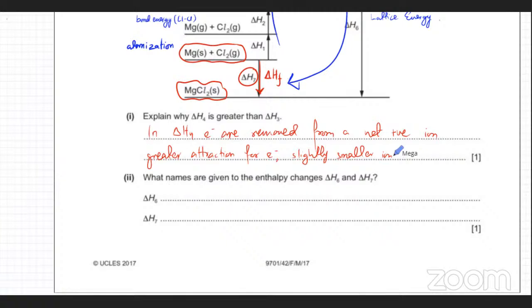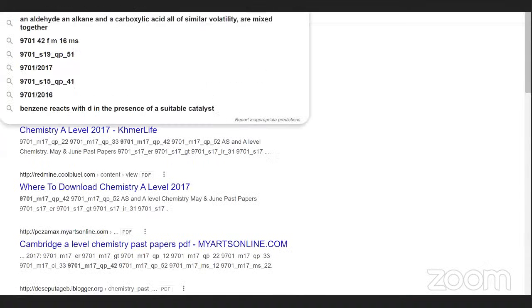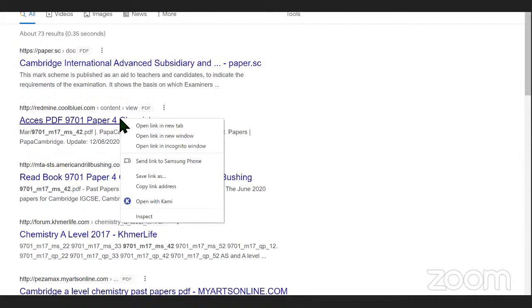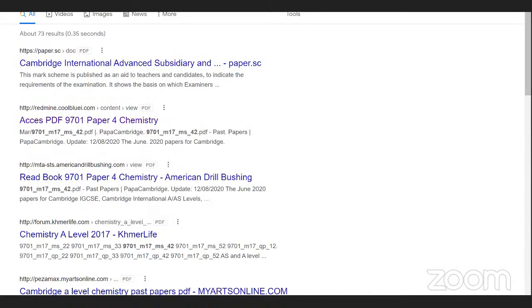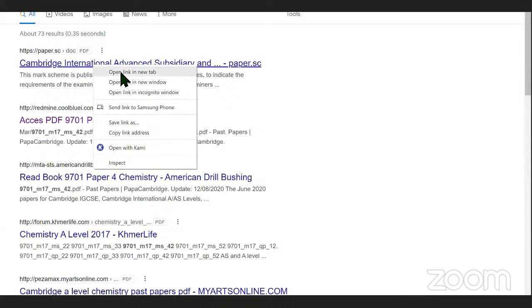Mohammed, is this clear? Adam, is this clear? So I'm just going to check the phrasing of the answer. What specific word? Because they keep changing for this one. So just very quickly, I think this is the marking scheme for this one. Nope, not this.